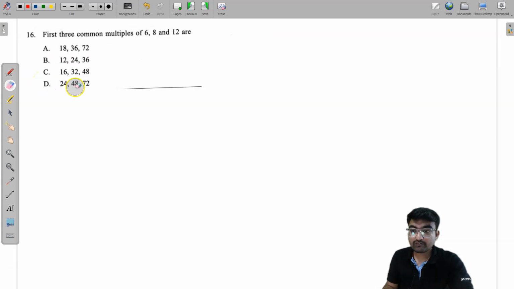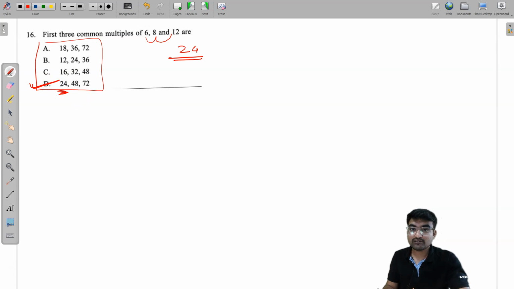Question number 16. First three common multiples of 6, 8 and 12. So 6, 8 and 12 have a common multiple, the first will be 24, correct? And now among all these options there is only one option that includes 24. So obviously that is going to be our correct option. All the time you don't have to solve each and every part. Sometimes you can do the smart work and check the options as well, so that it will save you a lot of time.